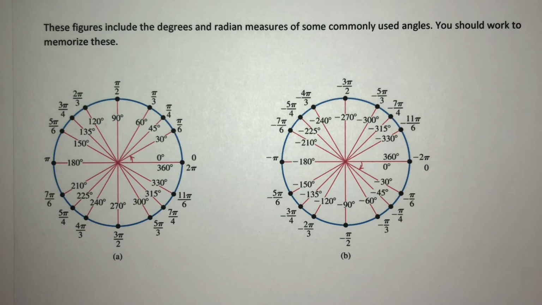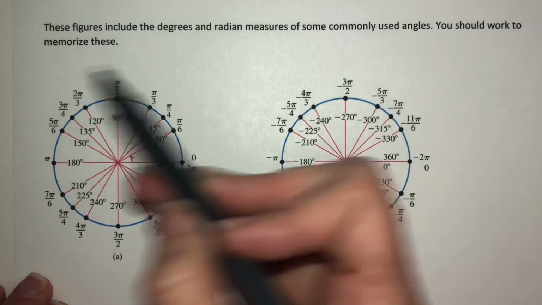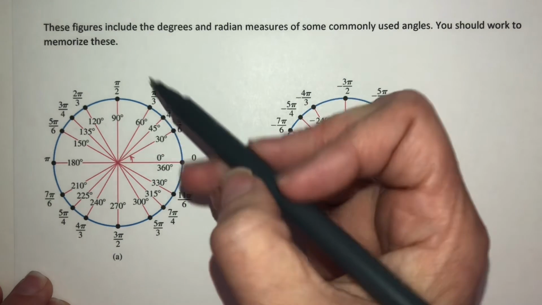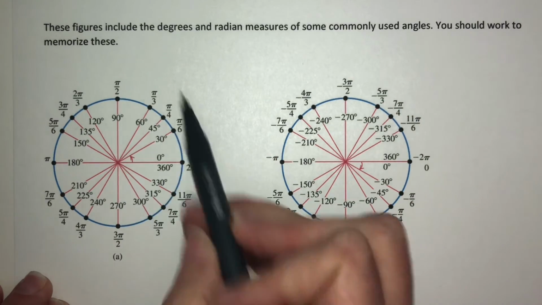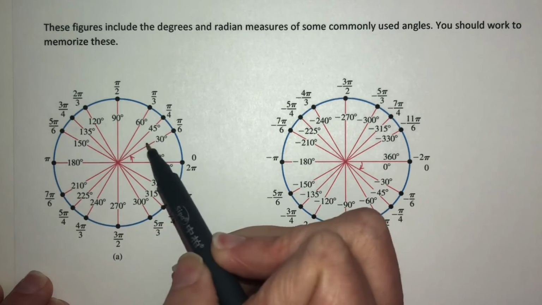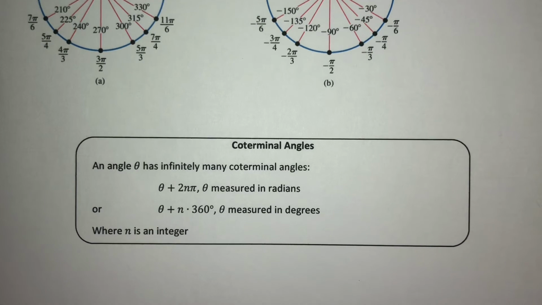Okay? Now, we already know about coterminal angles. So if we go around and then around and around again, we can keep making circles as many times as we want to and end up at a particular line. So right here, if this is 30, I can rotate around 360, and I'm back here, another 360, another 360, okay? And we summarize that in this. An angle theta has infinitely many coterminal angles, okay?